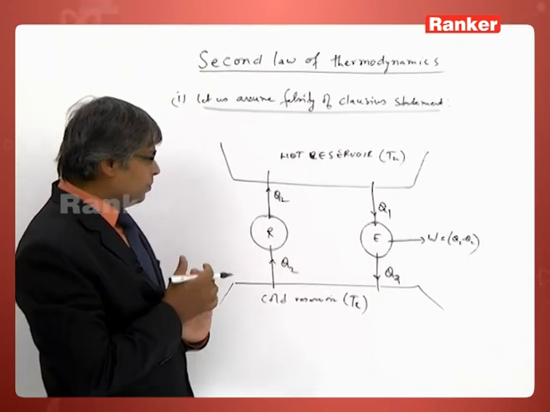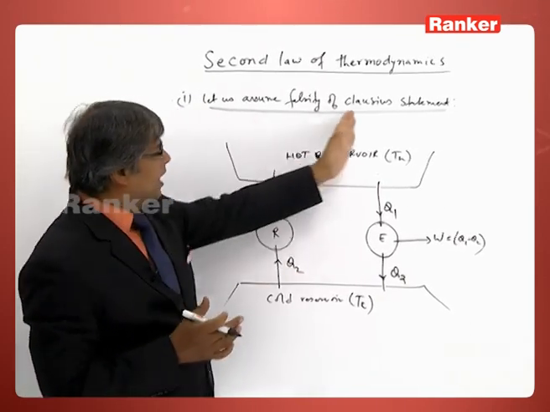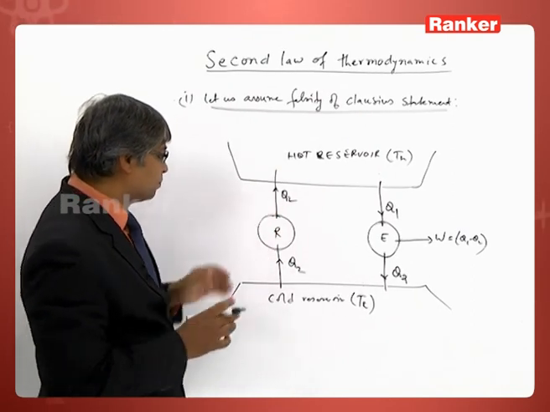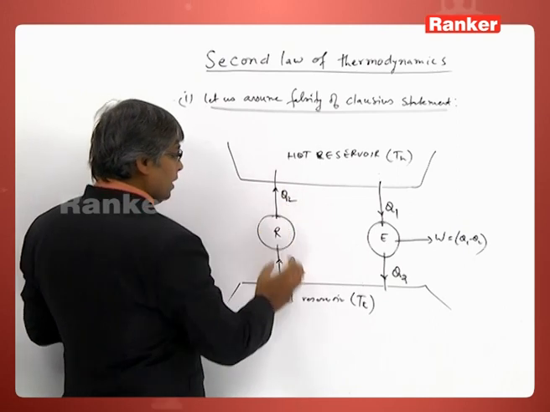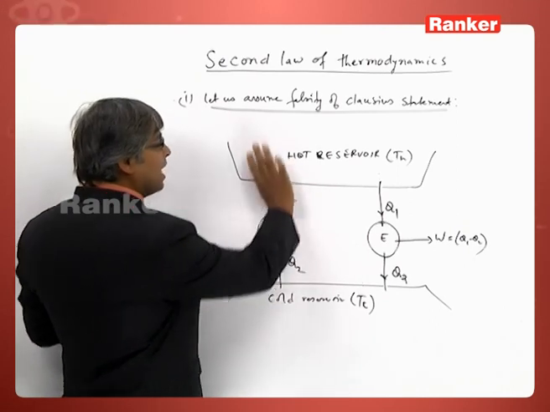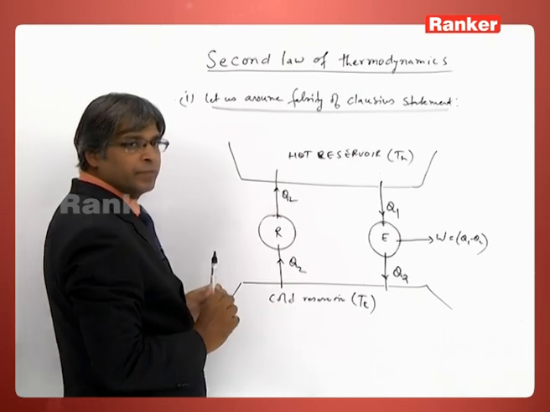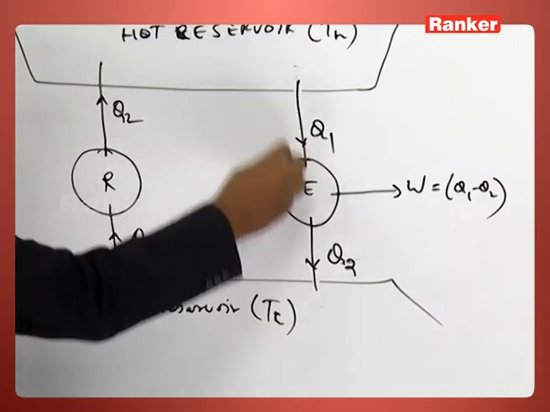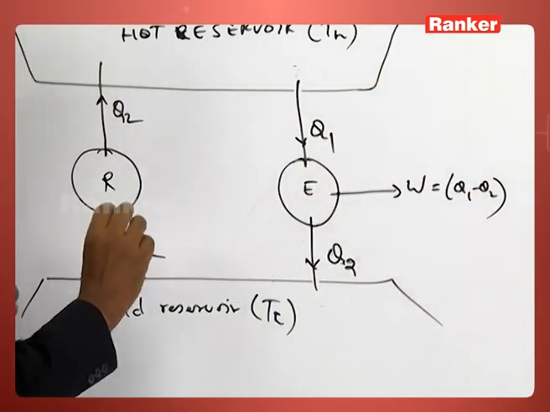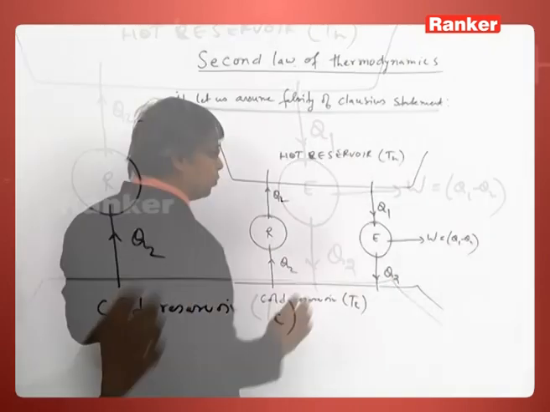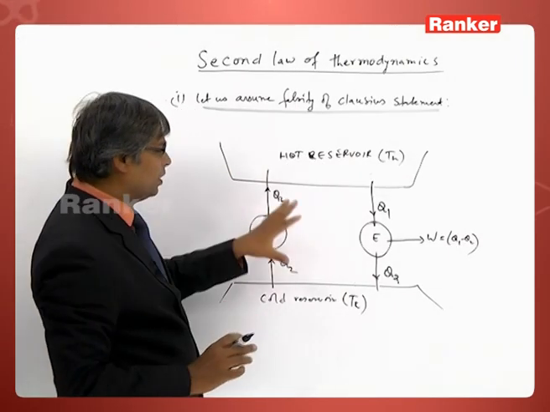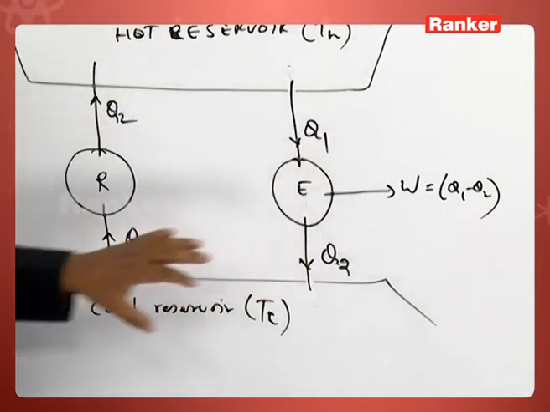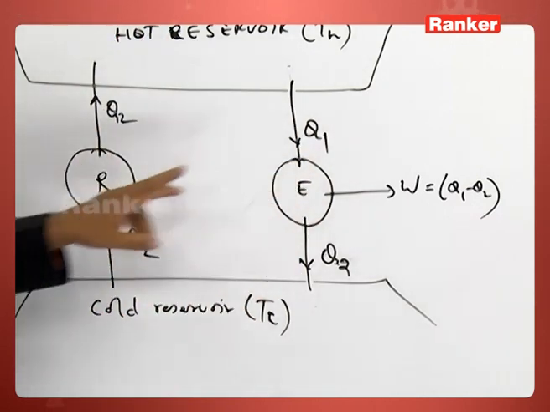So now I have assumed the falsity of Clausius statement, that such a refrigerator can be made which takes out Q2 amount of energy from the cold reservoir and gives it to the hot reservoir. And this is an engine which takes Q1 amount of energy from here, converts it into work, and some part, Q2, is rejected into the system. So together, let us see what is the work of this system as a whole, refrigerator plus engine.